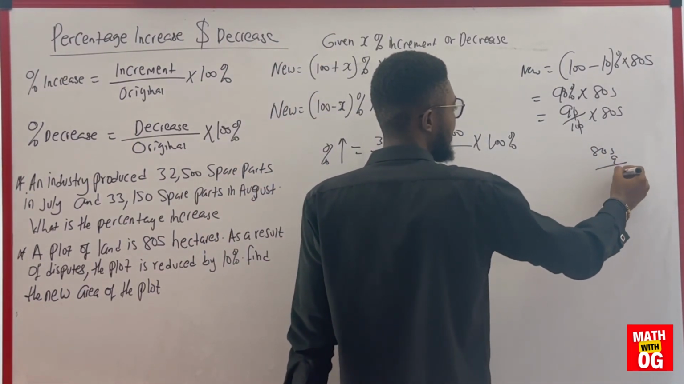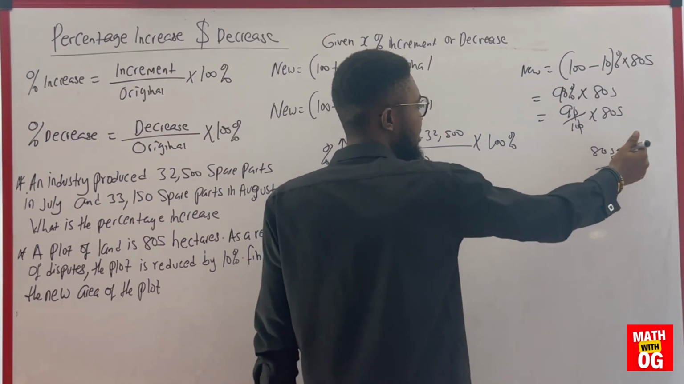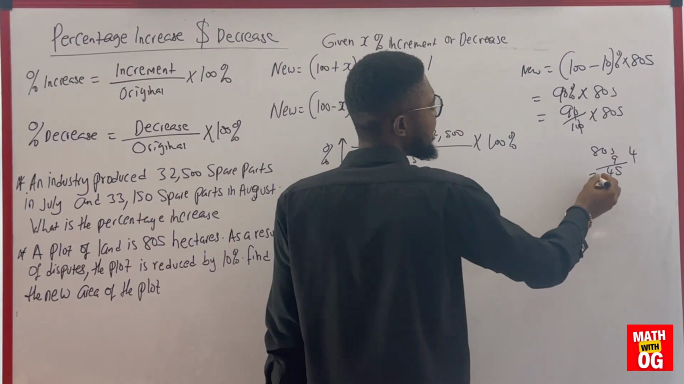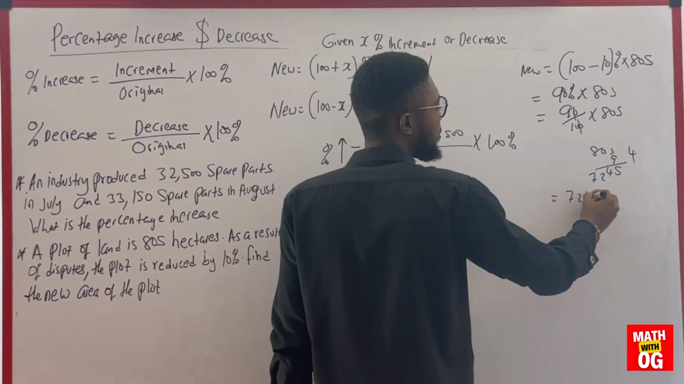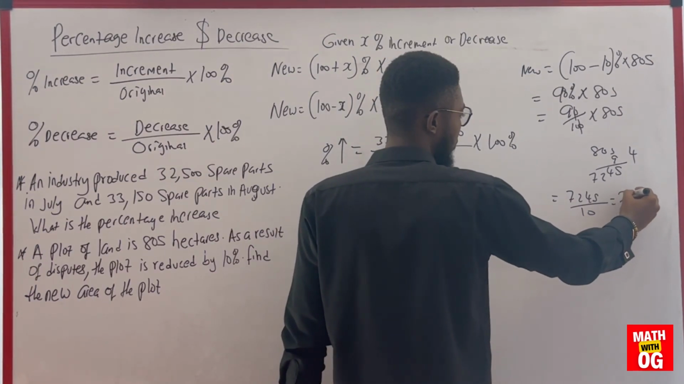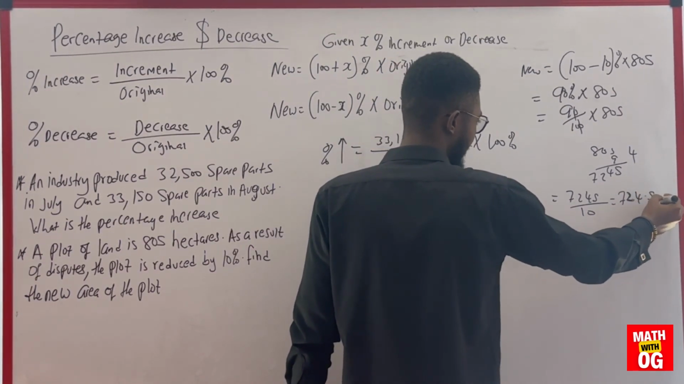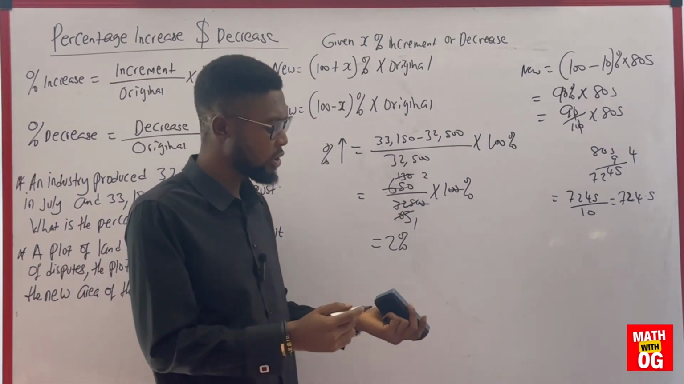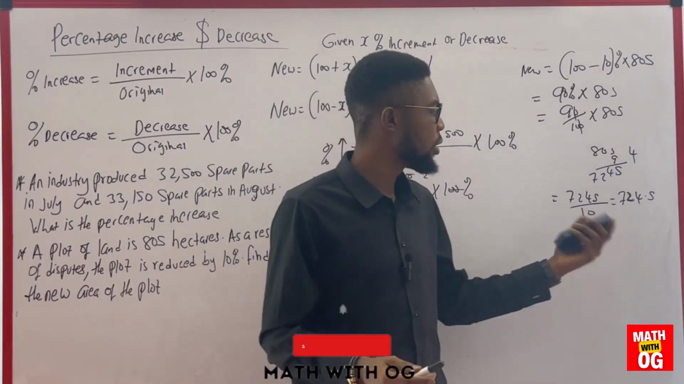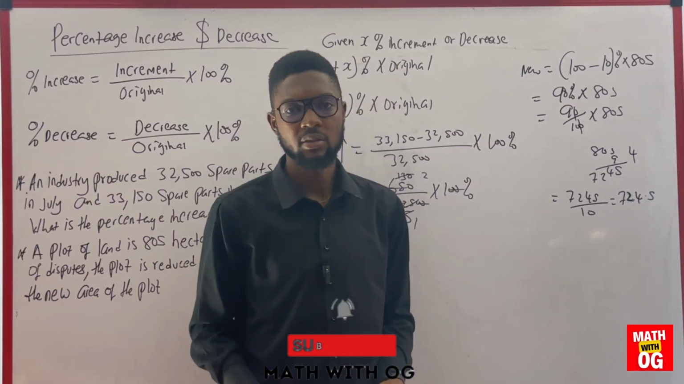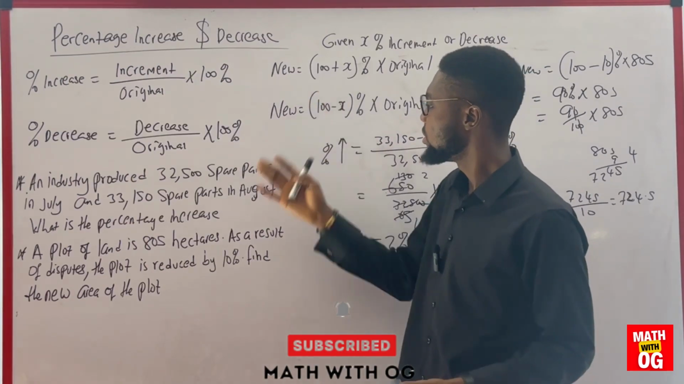805 times 9: 9 times 5 is 45, 5 carry 4. 9 times 0 is 0 plus 4 is 4. 9 times 8 is 72. So that is 7245. 7245 over 10 is simply 724.5. So because of the dispute, the new area of the land is now 724.5 acres. So that is that for this.